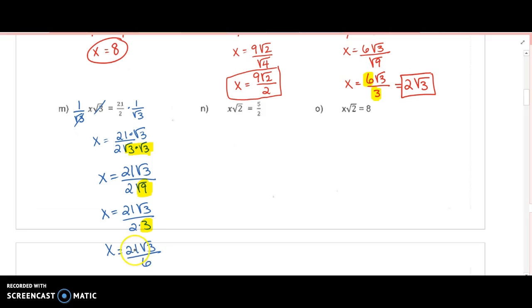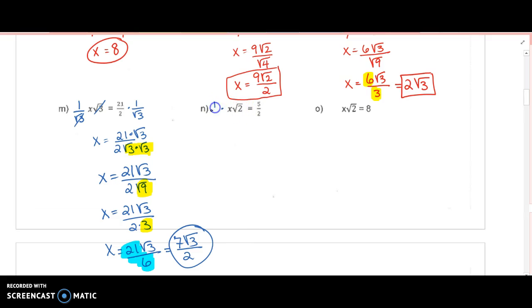But wait, there's more. 21 over 6. Friends, that reduces. 21 and 6 both have a factor of 3 that goes into them, so you're looking at 7. 21 divided by 3 is 7. 6 divided by 3 is 2. There we go. Let's do the same thing in part N, only with a square root 2.